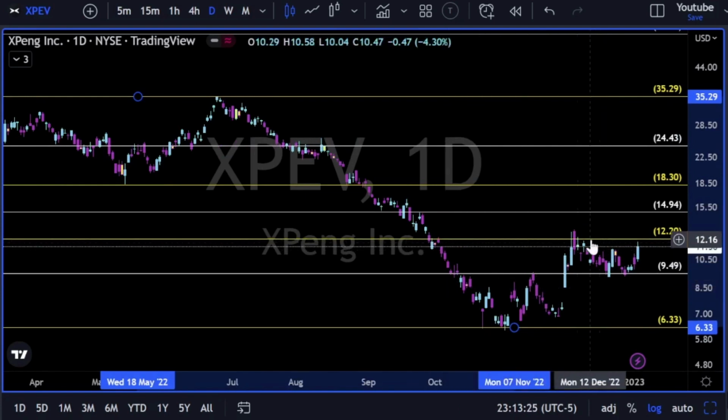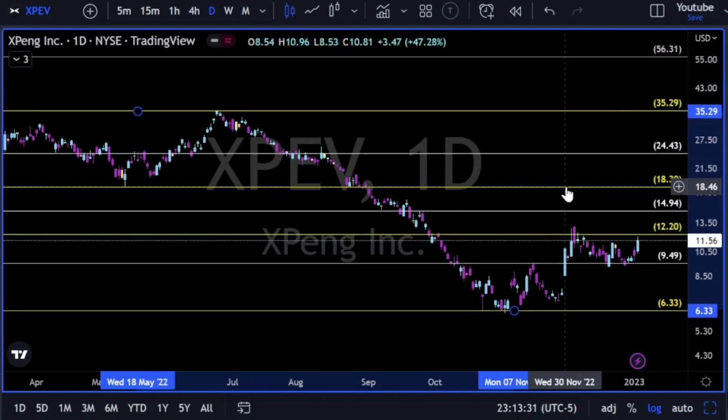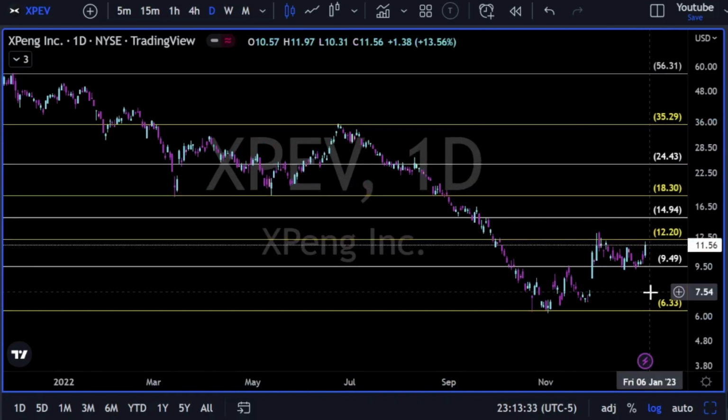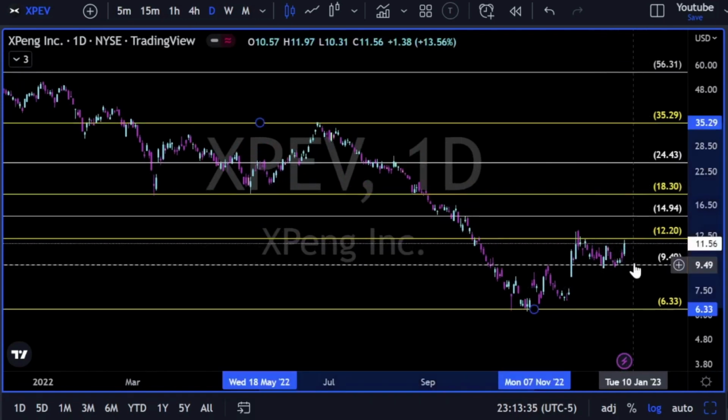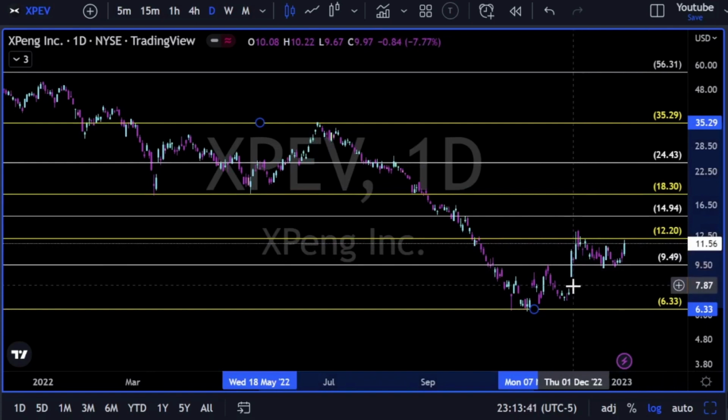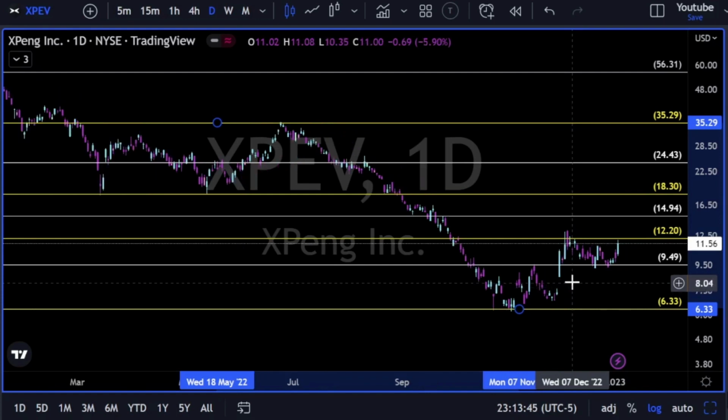Now let's see XPEV going above the 1220 area, and we have all these levels to the upside for future resistance. And if it goes and retests the 950 and breaks to the downside, we have this gap over here that 80% chance, you know it, will get filled.